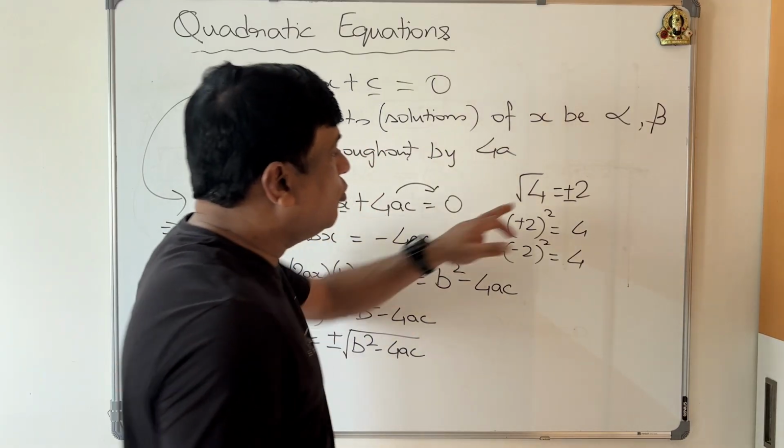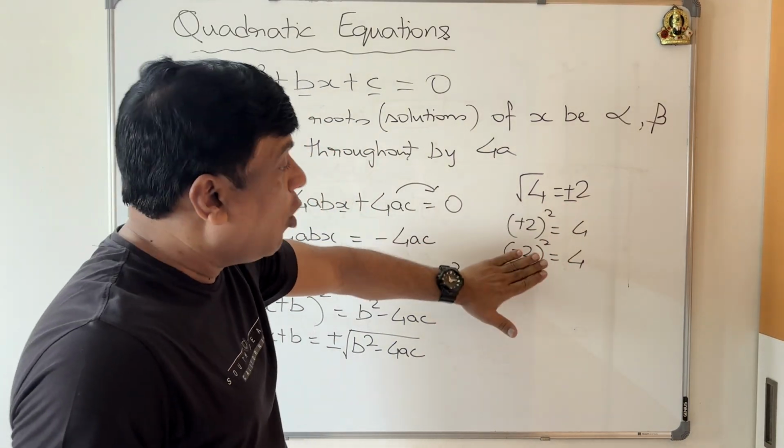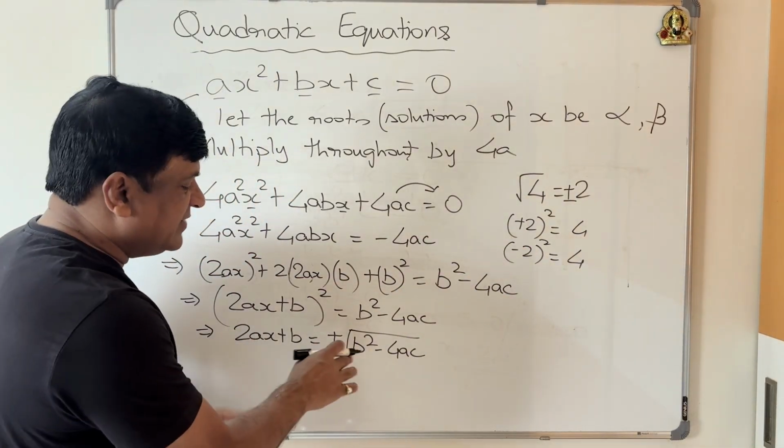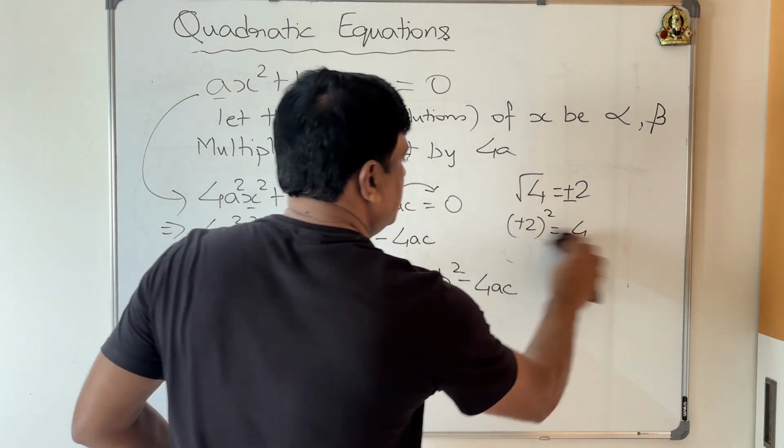So that's why root 4 has a solution of plus and minus 2. Remember that one always. Whenever you're doing a square root, you need to take both the values, plus and minus. So that is what I have done over here.